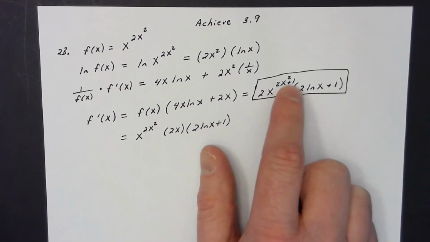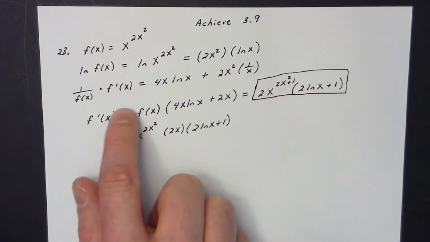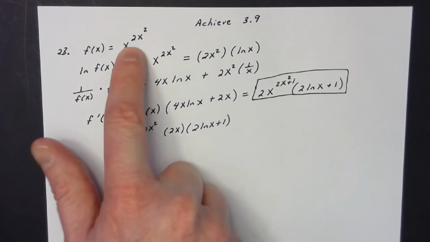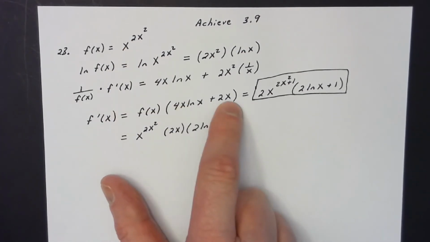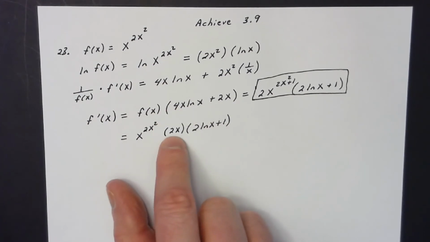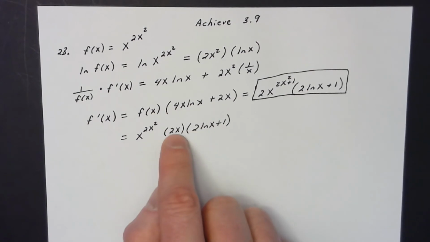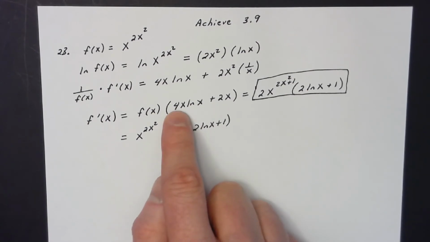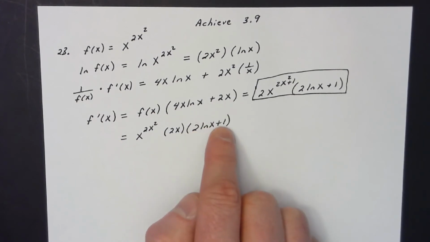Now, the way I got this cool final answer is I said, well, I know f of x is just the x to the 2x squared. In this group, I noticed both terms had a common factor of 2, so I factored out a 2x, sorry, not just a 2, but a 2x. I factored out a 2x. That left me 2 natural log of x for the first term, and the second term just became a 1 when you factored out the 2x.